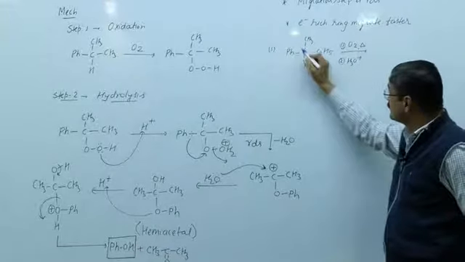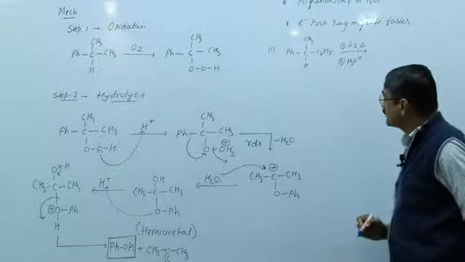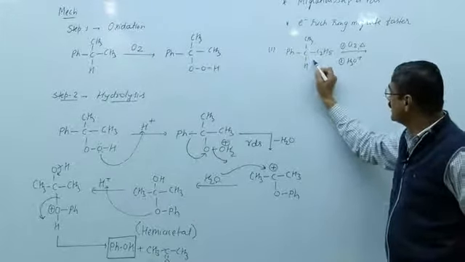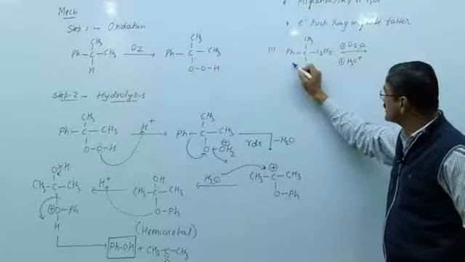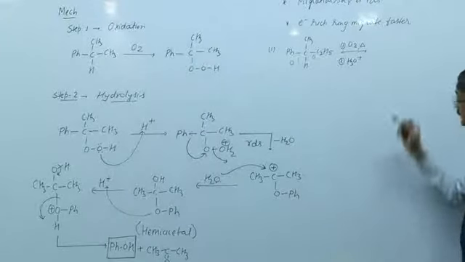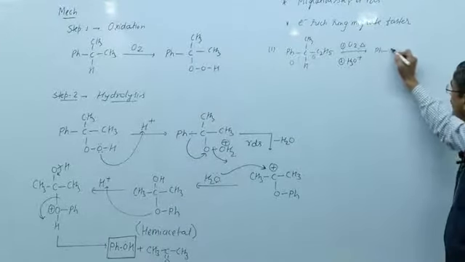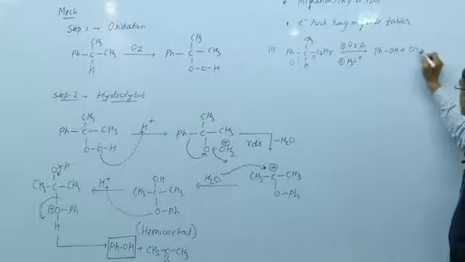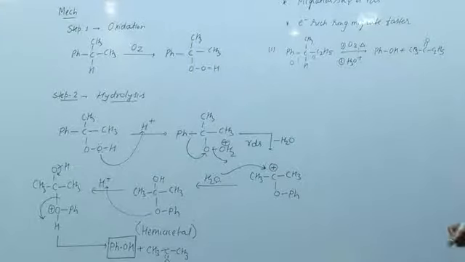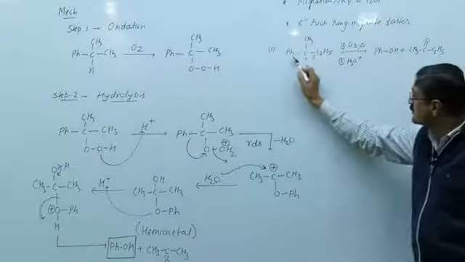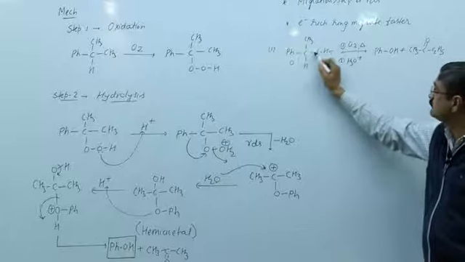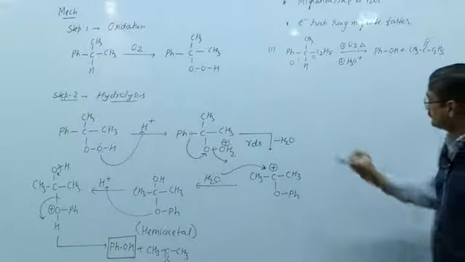So migration order: Ph is the electron rich ring, so it migrates to hydroperoxide. So we can add one oxygen towards the Ph side and one oxygen towards the carbon side. So we can directly write the product, PhOH plus CH3COC2H5. So here you can see one oxygen between the Ph and hydrogen and one oxygen on the carbon atom, which is converted into carbonyl compound.